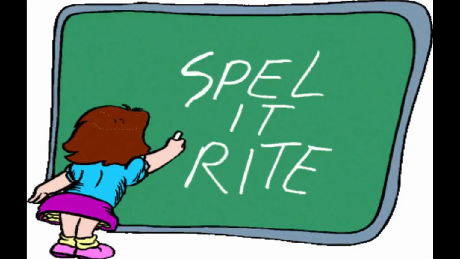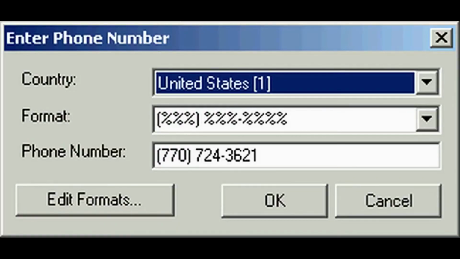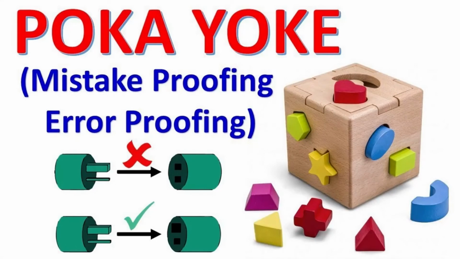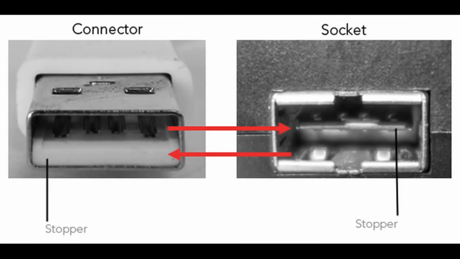People can misspell words, use various words for the same thing, or enter in different formats, such as including or excluding dashes from credit card numbers or phone numbers. The Japanese concept of poka-yoke, meaning mistake proofing, is a practice which designs processes so they cannot be done incorrectly. This might be adding a drop-down box so that only the correct options may be entered. The USB cable is an example of poka-yoke, as it can only be inserted one direction and will not insert if you try to do it the wrong way.